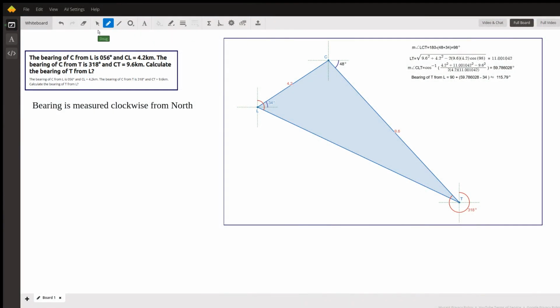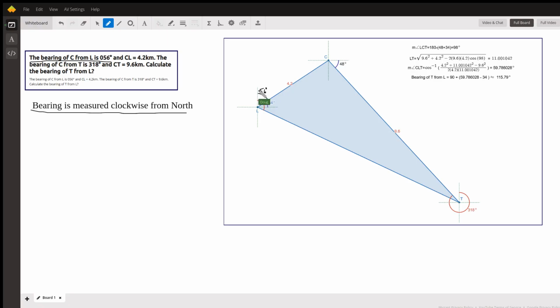Okay, let's talk a little bit about how we would set up the diagram based on the bearing of C from L is 56 degrees. Bearing is measured clockwise from north. So here's L. So from north, 56 degrees means that this line points towards C. And we go in that direction 4.2 kilometers. This is 56.